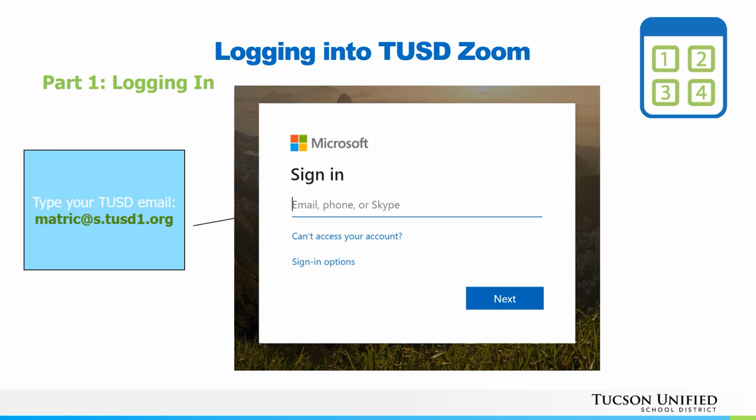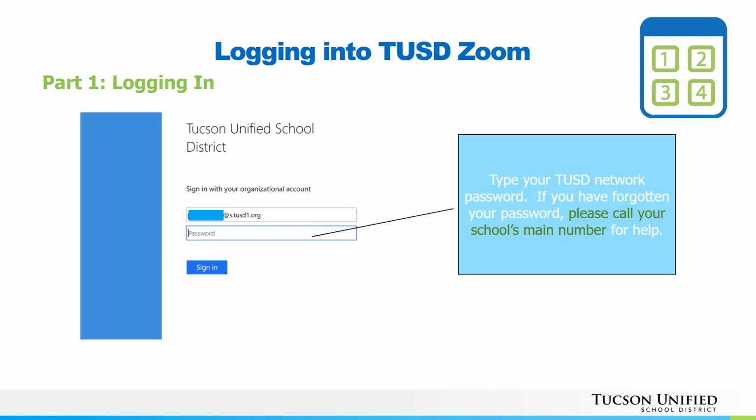On the next screen, enter your child's TUSD student email address. Your student's TUSD email address is their matric number at s.tusd1.org. After you have entered in your student's TUSD email address, click the Next button. Type in your child's TUSD network password and click Sign In.